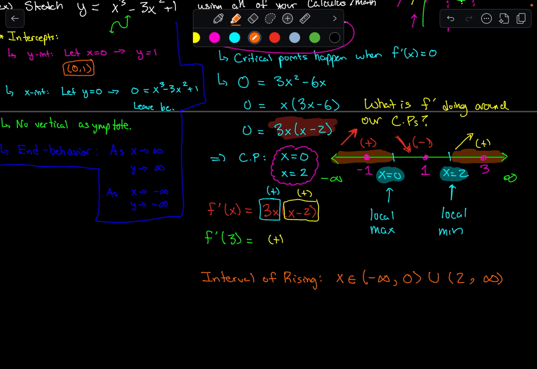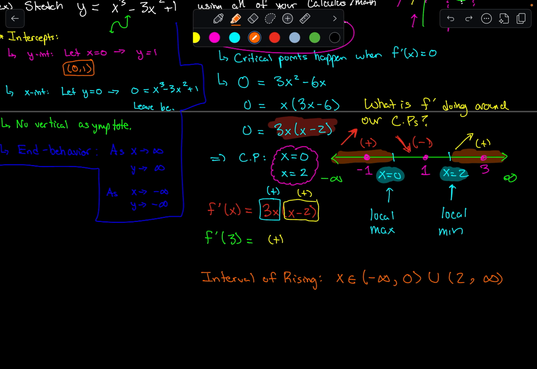Just as a quick commentary, you'll notice that I'm not using square brackets here, and that's just because at the end of the interval, you're not rising or falling, right? If you're at a maximum or a minimum, you're not going up or going down. So I don't include the endpoints there.